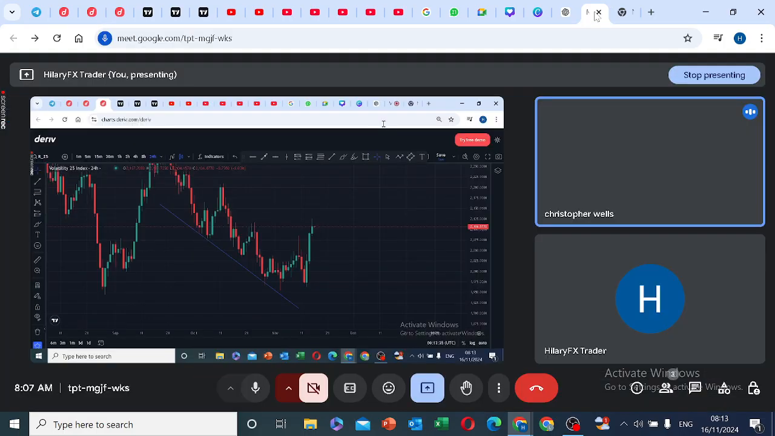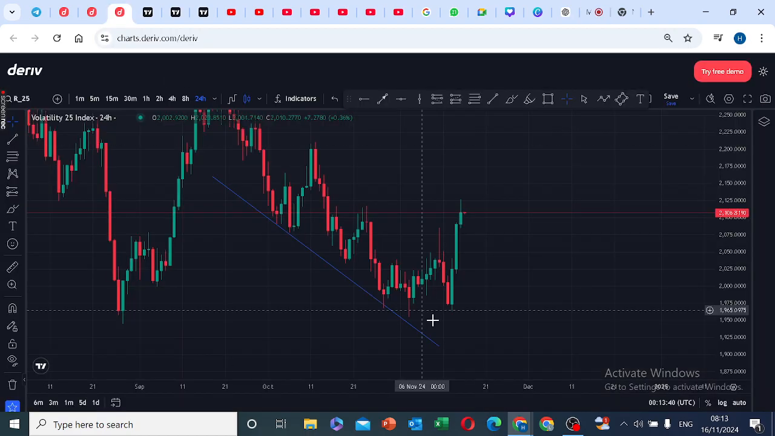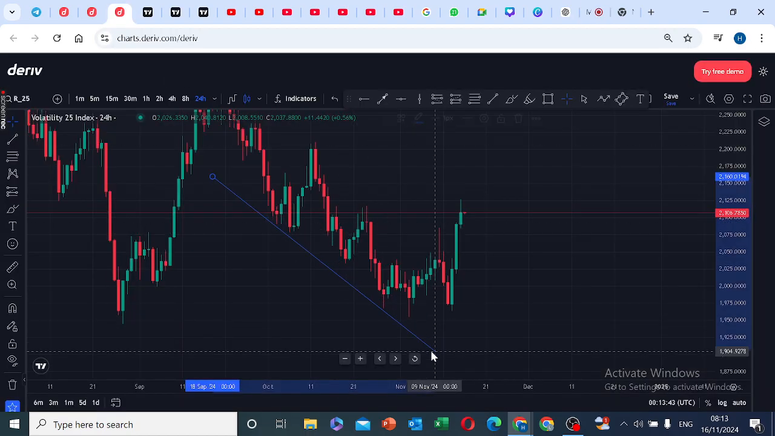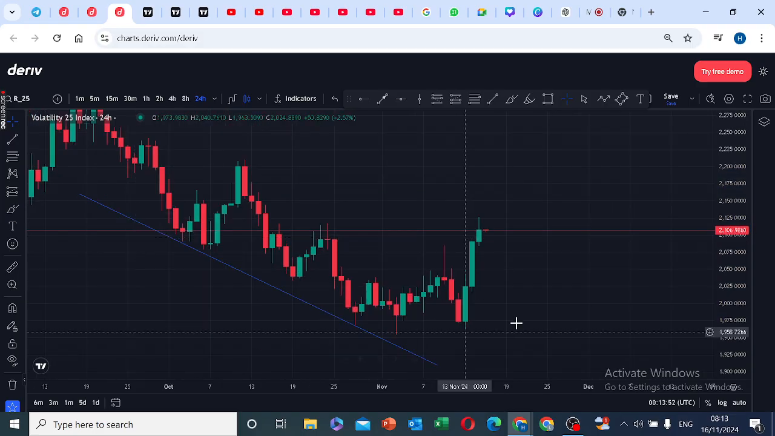Let me see if you're still with me. All right, good. So I connected my trend line from this low to this low. Now doing that helped me a lot to identify the fact that this particular market is on a downtrend.